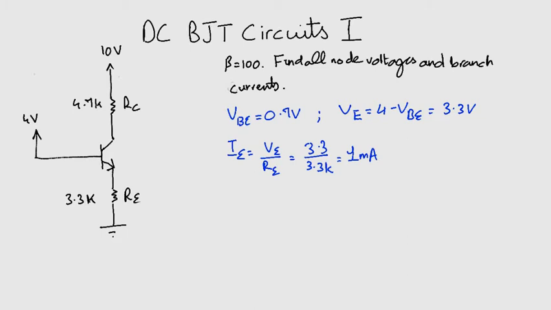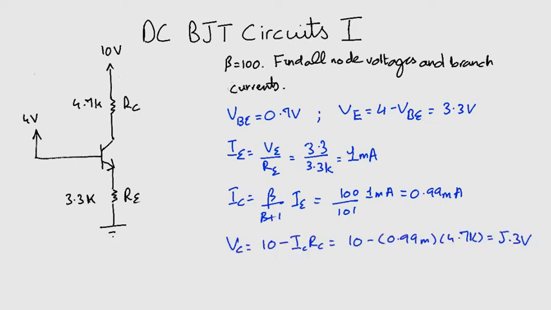Now, since beta is given, we can calculate the value of IC. This is 0.99 milliampere, and using that we can calculate VC. This comes out to be 5.3 volts. So, it is time to check our assumption. VCB equals VC minus VB is 5.3 minus 4 and equals to 1.3, which is greater than minus 0.4. So the assumption was correct and this is indeed in the active mode.